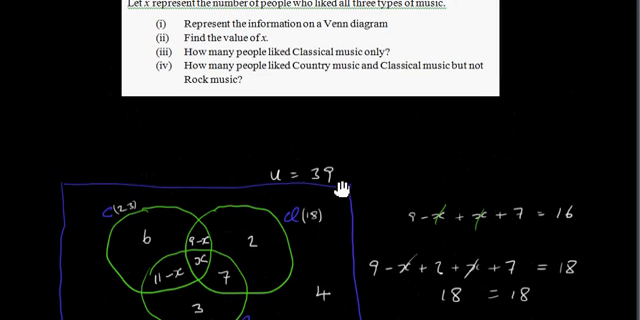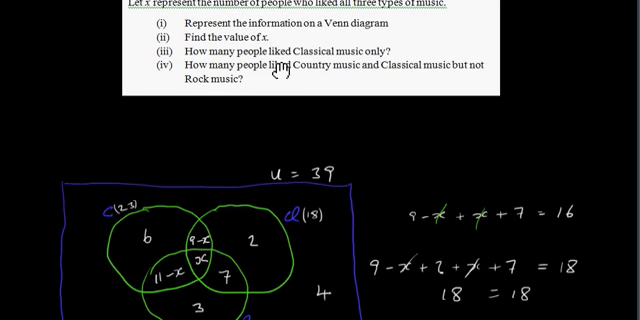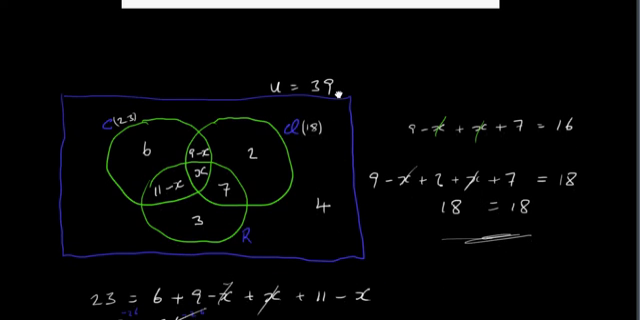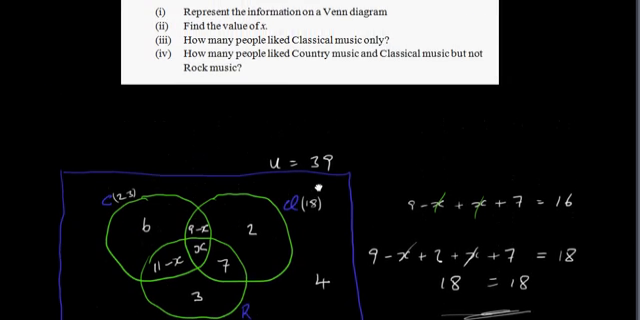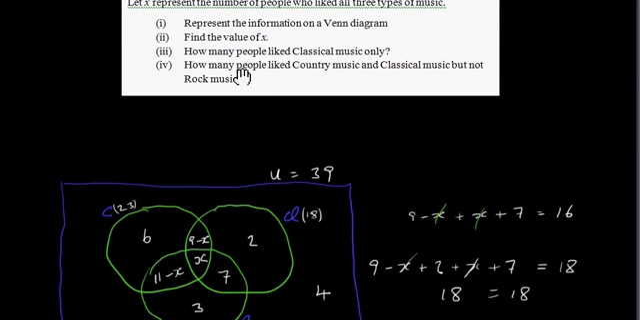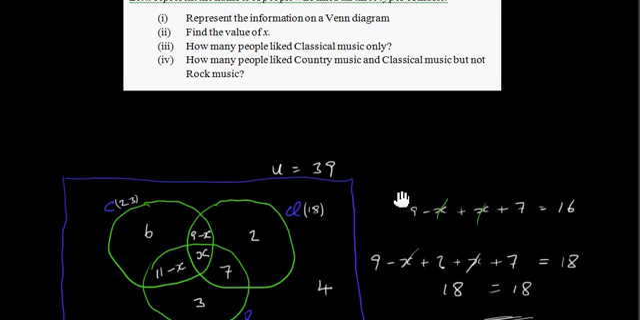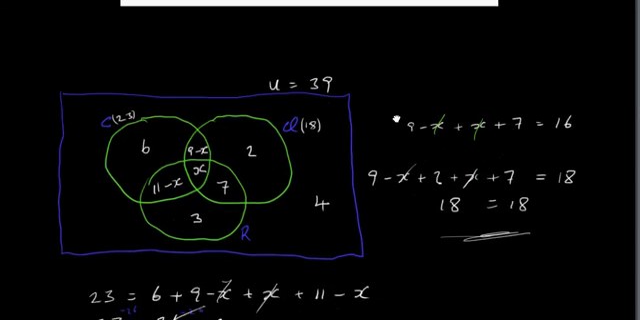So what else were we asked here? We found the value of x. How many people liked classical music only? Classical music only, we've worked that out as 2. We worked that out first, actually. So we've done that.